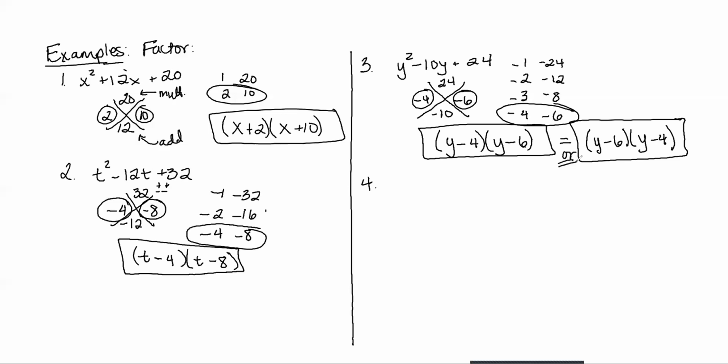All right, let's try a few more of these. Let's do z squared plus z minus 30.